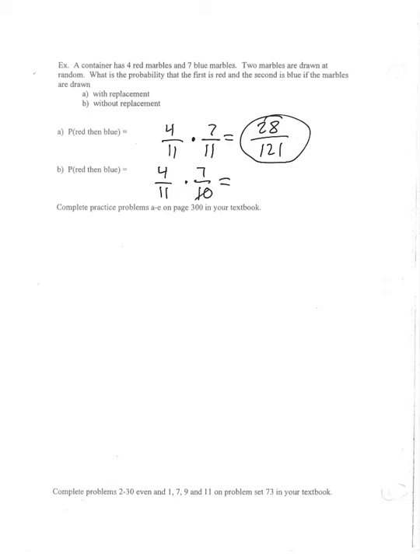We can simplify that a little bit before we multiply across, recognizing that 4 and 10 have a factor of 2, so we can divide those out beforehand. And that leaves us with 14/55 as our chances without replacement of that situation happening. Give these a shot.